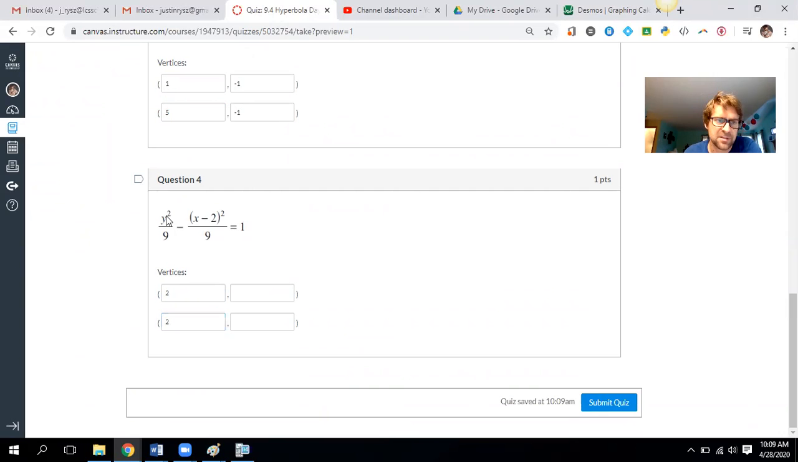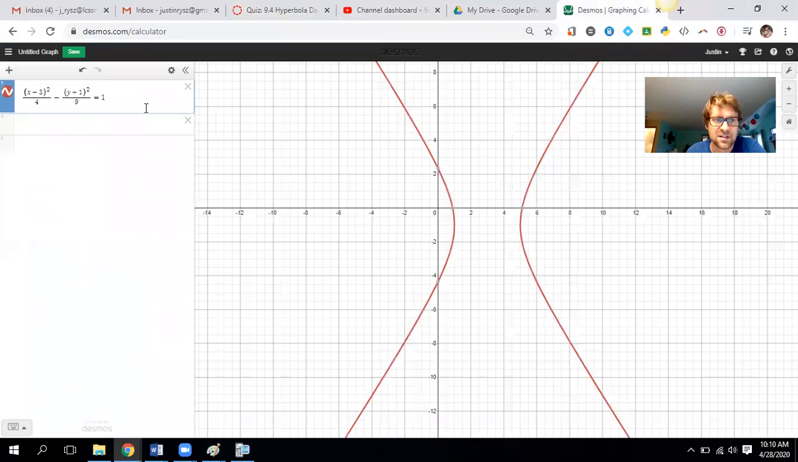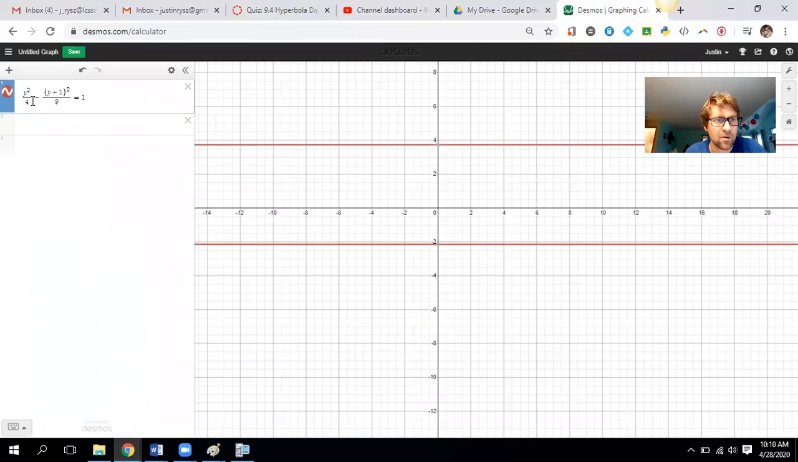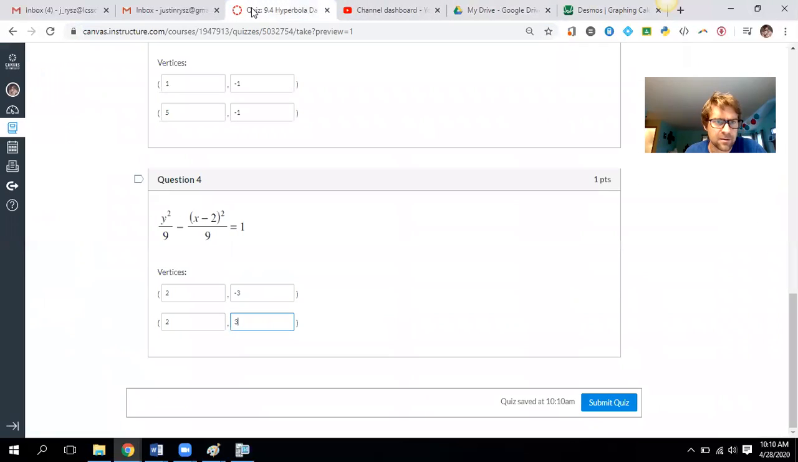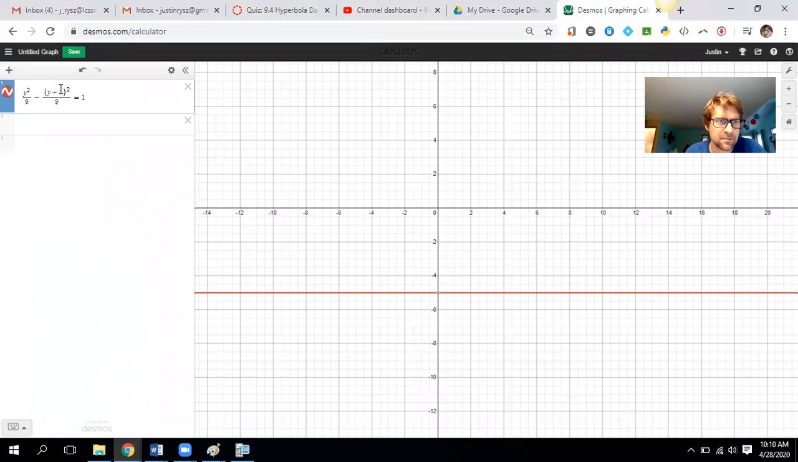Next thing we're going to do is take the number next to the y, which would be 0, and add or subtract the square root of the number below it, which would be 3. So if we had 0 minus 3, it would be -3, and 0 plus 3 would be +3. So we can go ahead and check this on Desmos. We just have a straight up y squared over 9. And then x minus 2 over 9.